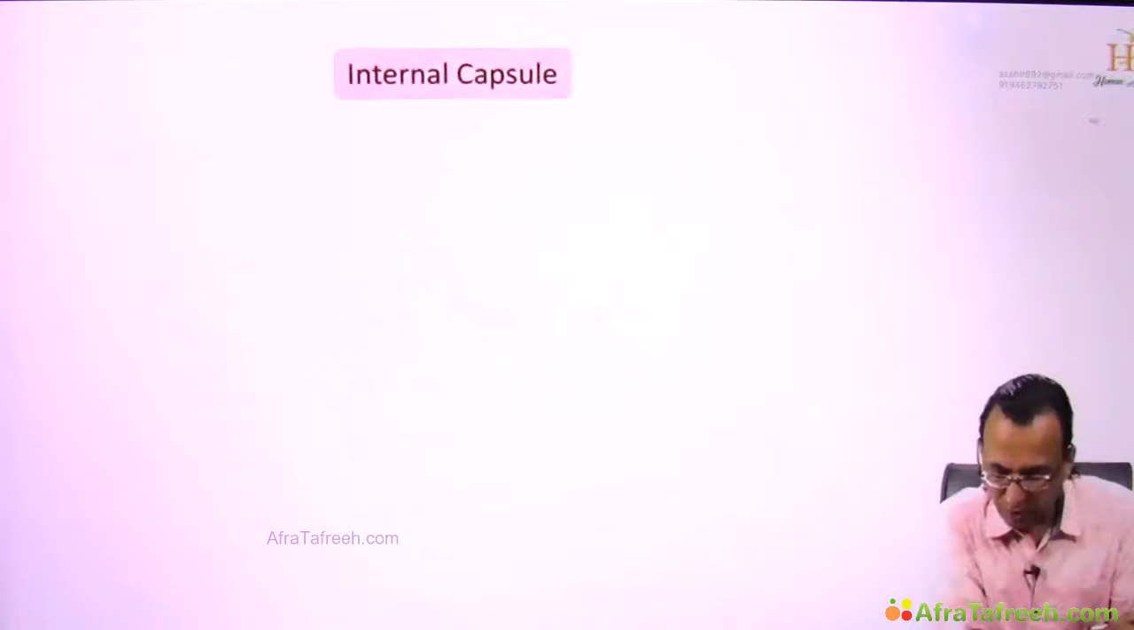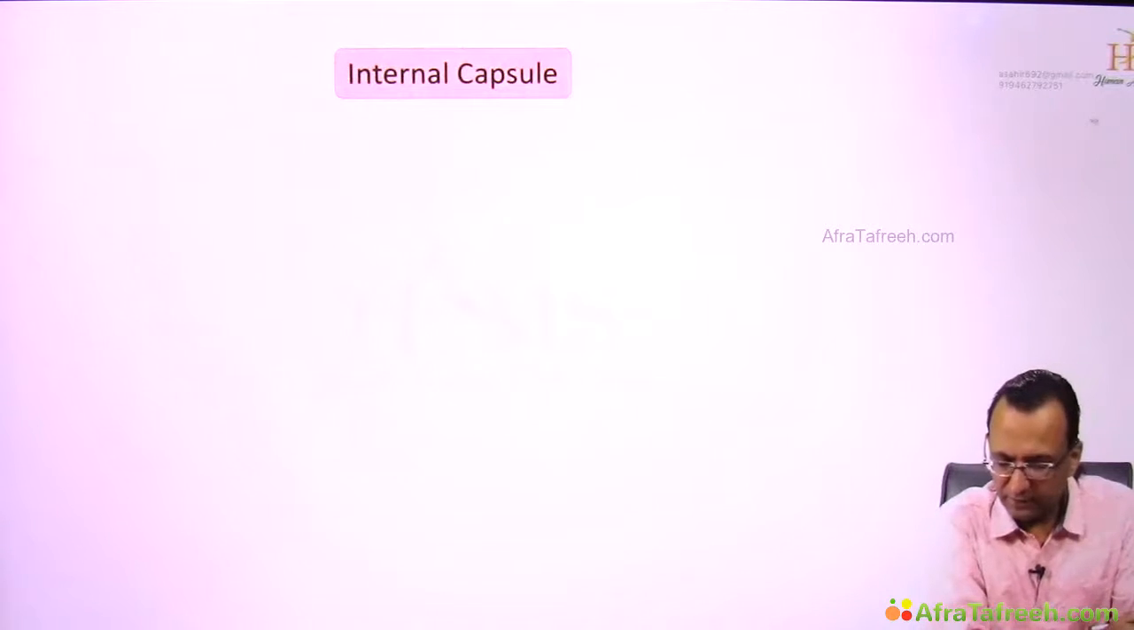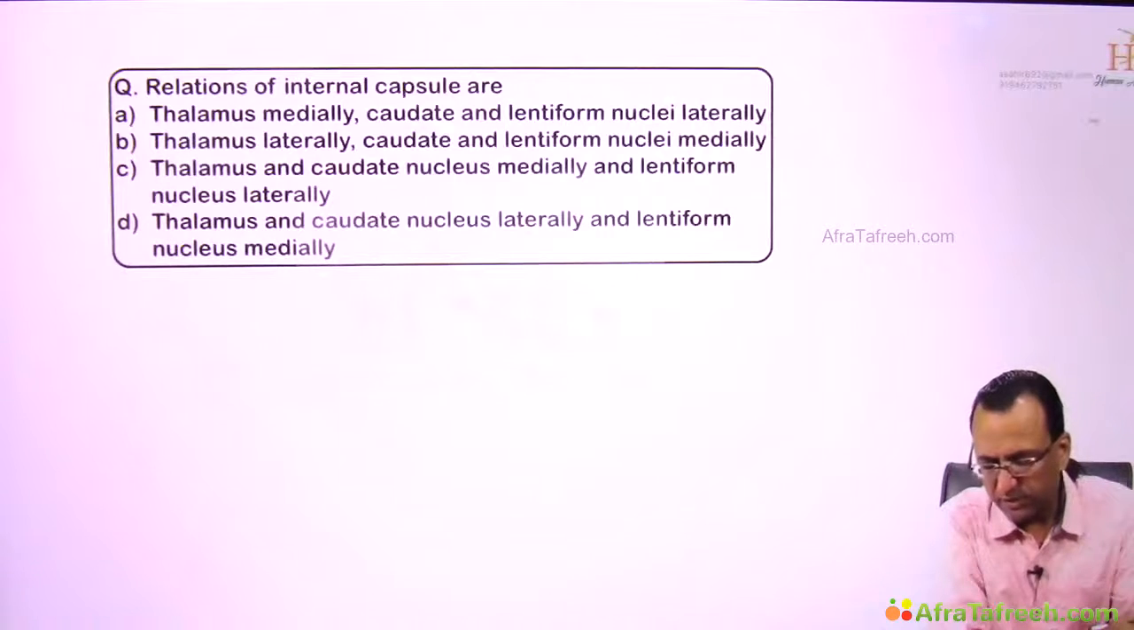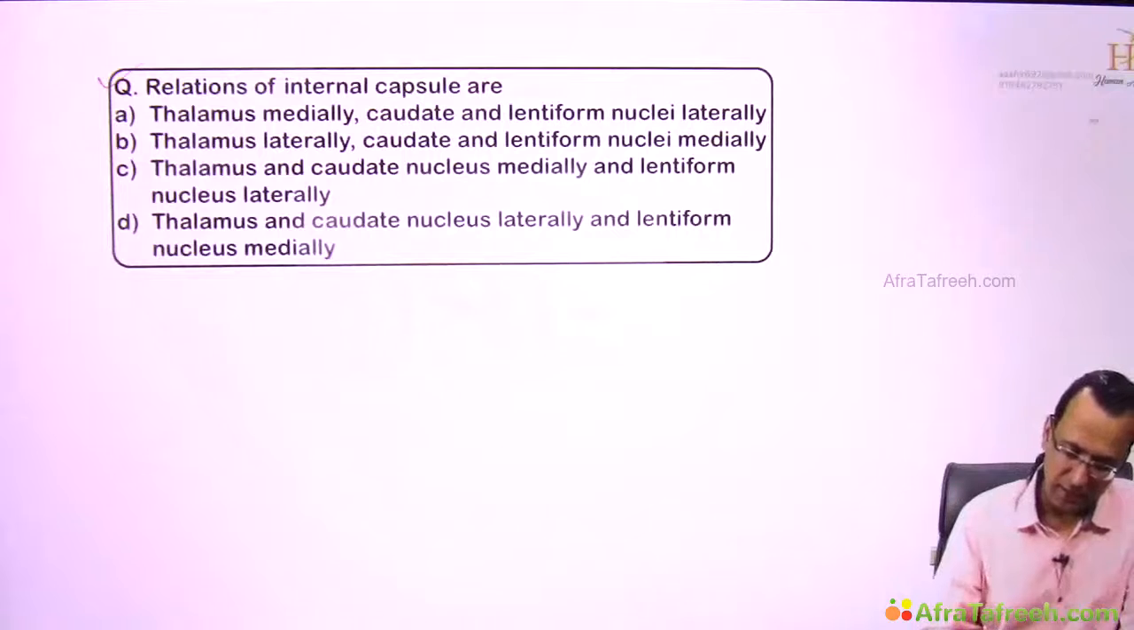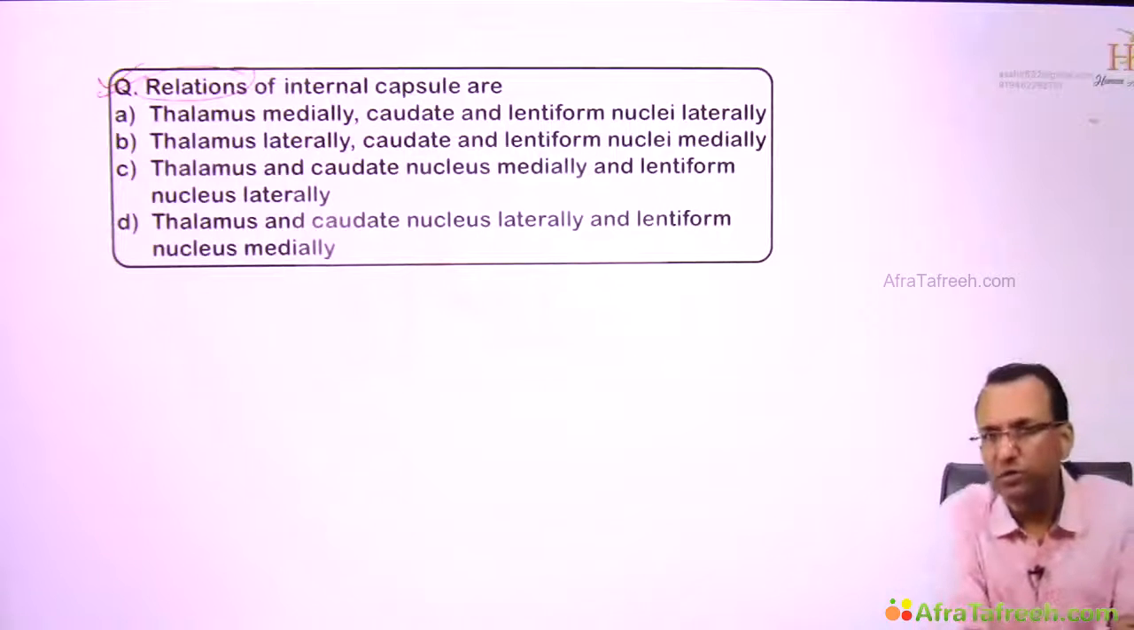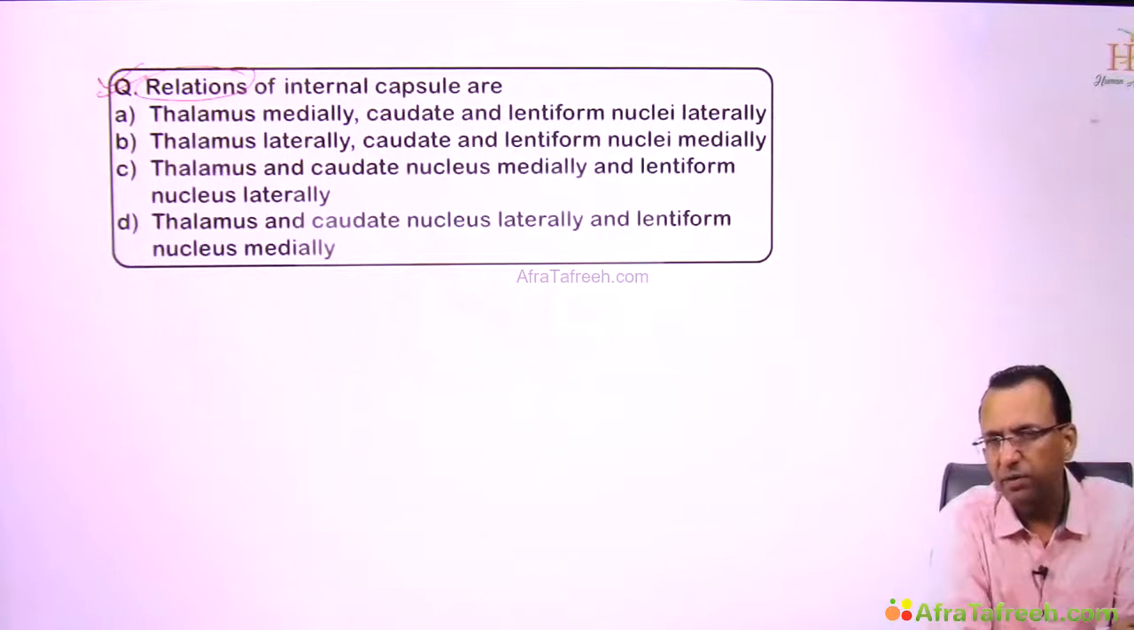And the next thing we have to talk about is the internal capsule. So what about the internal capsule then? We have some idea, but we have to use this idea in a question. What do you think is the answer? This is asking for relations of the internal capsule: some projection fibers, dividing the corpus striatum into the lentiform laterally and the caudate medially. What is your answer?